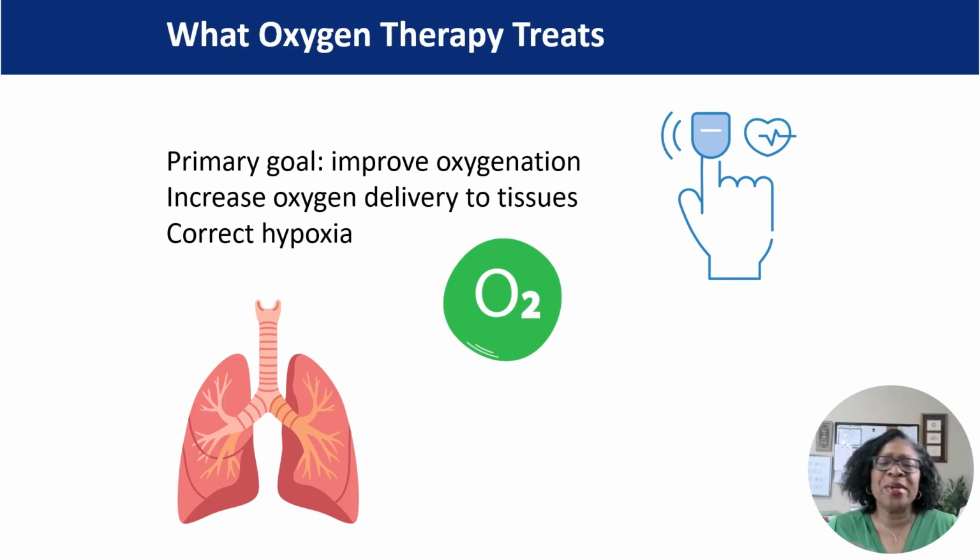So, before we start talking about oxygen devices, right? We need to understand why oxygen therapy, what does it actually treat? Oxygen therapy does one primary thing. It improves oxygenation. Now what does oxygenation mean? Oxygenation means the ability for the lungs to move oxygen into the bloodstream so it can reach the tissues. And that's why you monitor the SpO2 levels, right? So normal oxygenation levels are typically 95 to 100%.